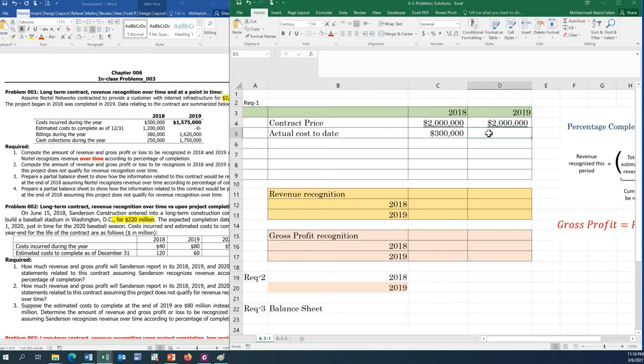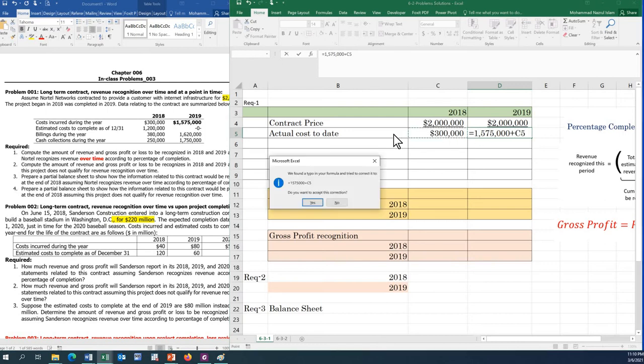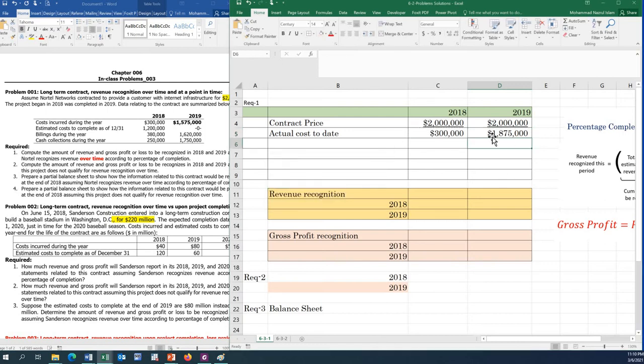And 300,000 in 2018. So we are saying actual cost to date. So until 2019, how much have we spent? It should be equal to 1,575,000 plus this 300,000. So the total is 1,875,000 actual cost to date.